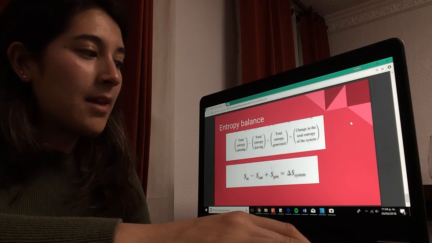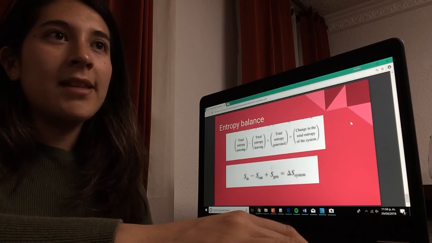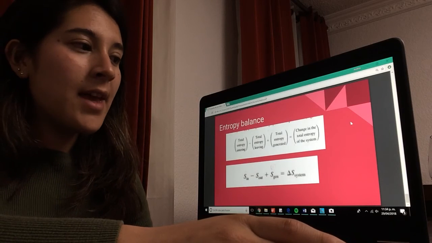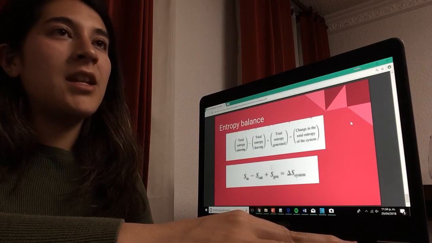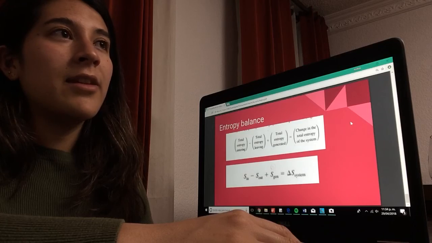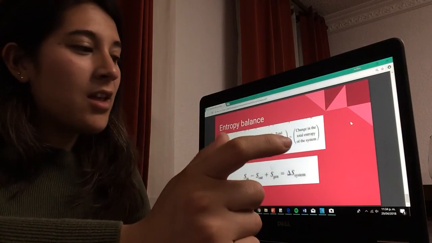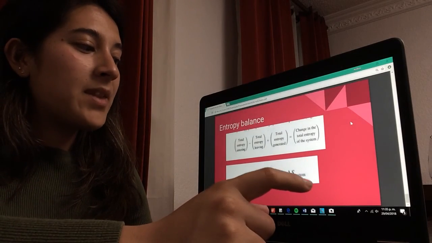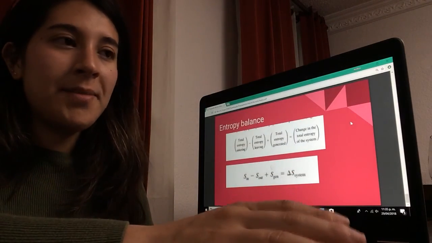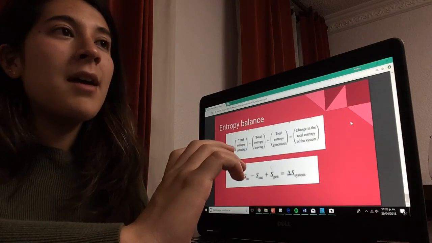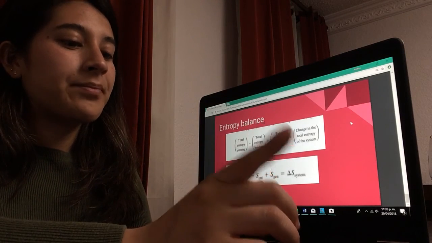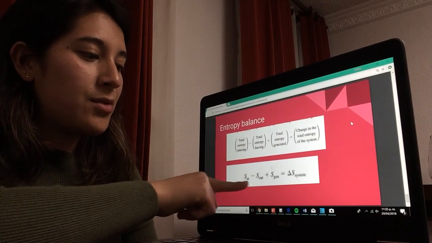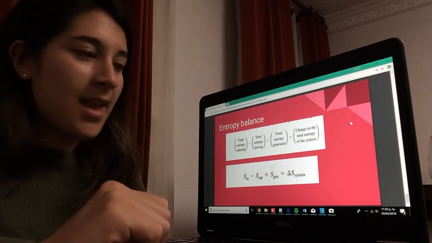And finally, the entropy balance is going to be calculated as the energy balance of any system we have, but taking into account that there's a generation of entropy. So the change in the total entropy of the system is going to be equal to the entropy entering the system minus entropy leaving the system, but we have to add the entropy generated. So we are going to have this formula, and that's it.